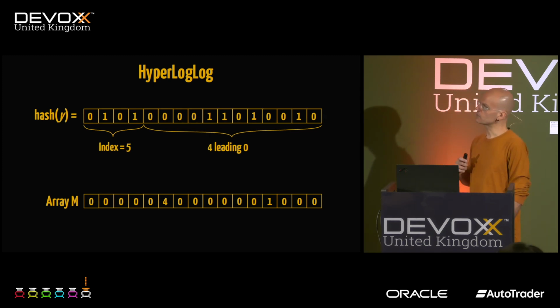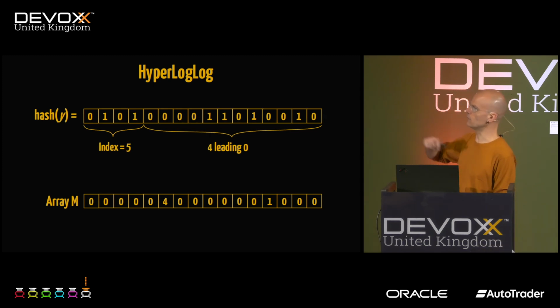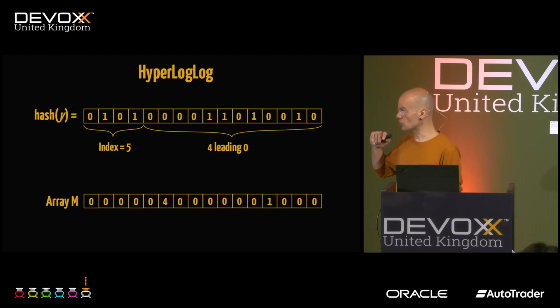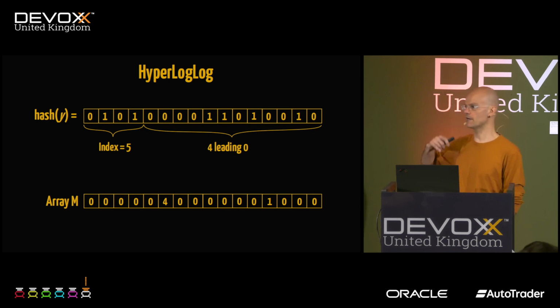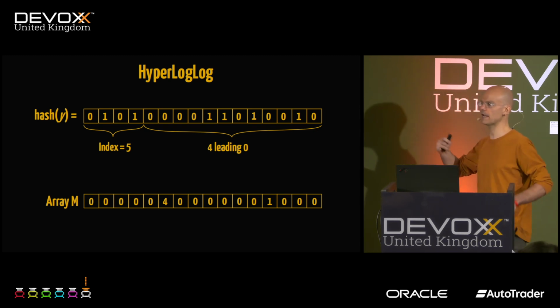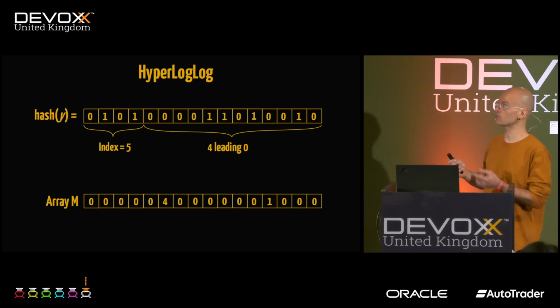Now we have y. Again, we take the first 4 bits. The decimal representation of 0101 is 5, and the number of leading zeros is 4 in the rest of the bits. So we're going to put a 4 at index 5 in the array. At the end of the day, we are going to fill up the array M as we had before with 16 hash functions, but we're using only 1.